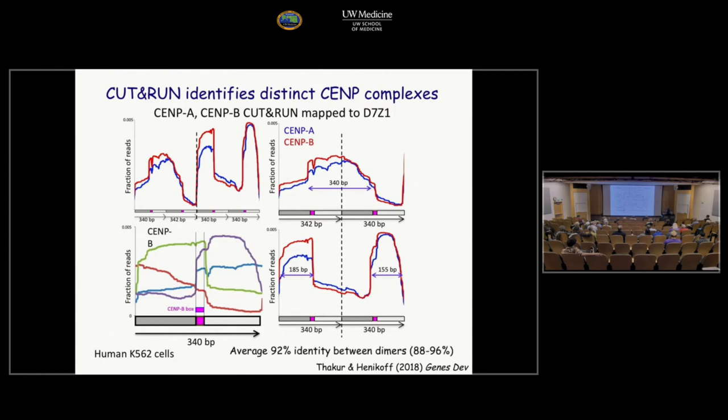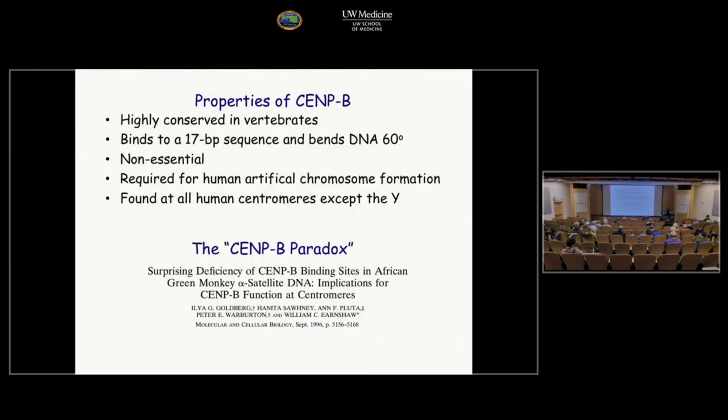Well, I'll just point out that this also says that even though these sequences are really very similar, sequence does matter in a very intricate, exquisite way, but which sort of makes us wonder, well, what could it possibly be going on here? So the clue for us came from talking with Bill Earnshaw at a meeting, and he had come up with what he called the CENP-B paradox.